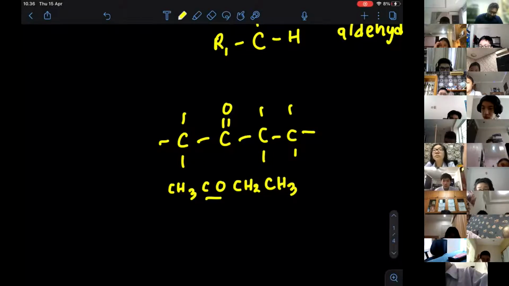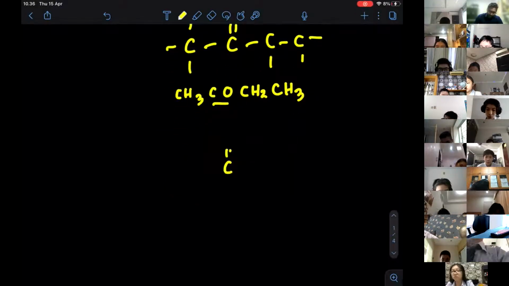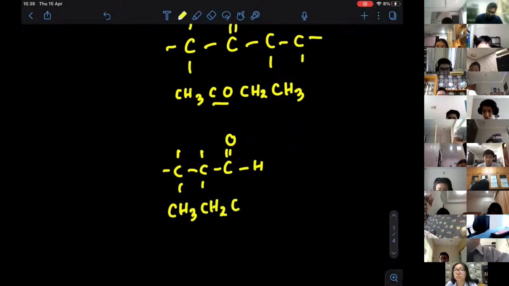And you can see that CO is an indication that it is going to be a ketone. Now, if I have an example of an aldehyde like this, how do I write it in structural formula? It's going to be CH3CH2C and then you see OH. Don't write down OH, because OH is going to be alcohol. Write it down as HO. This is an indication that this is going to be an aldehyde.